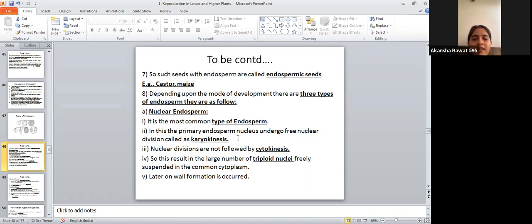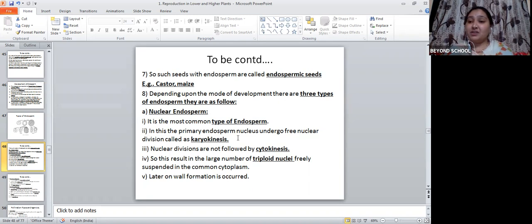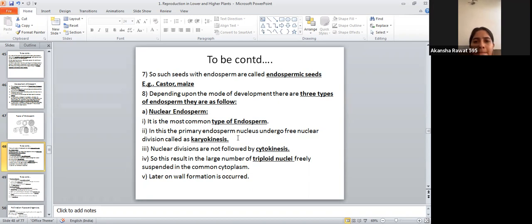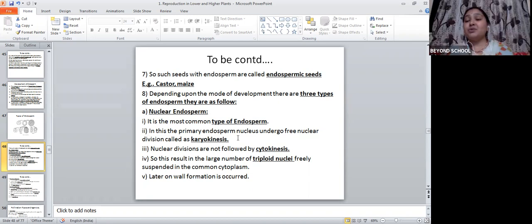So whenever the nucleus is undergoing nuclear division, it is called karyokinesis. Wherever nuclear division happens, you should know that it is karyokinesis. Karyo is equal to nucleus, kinesis is equal to division.